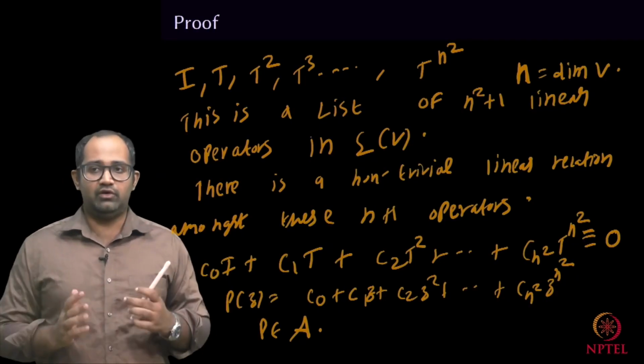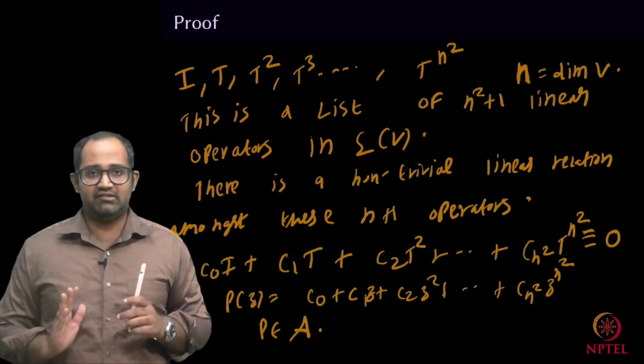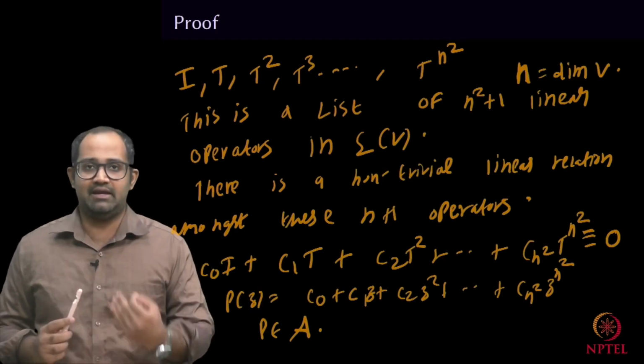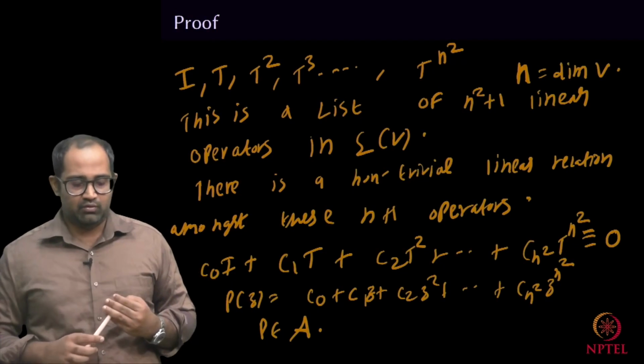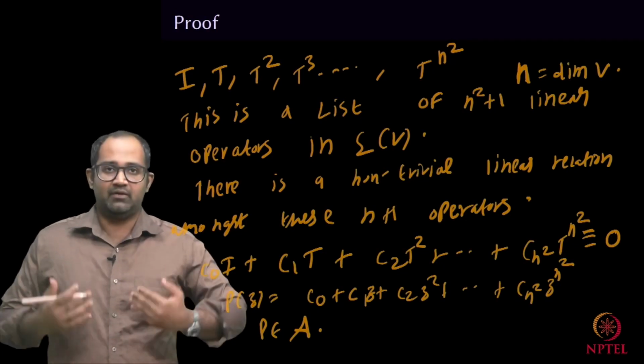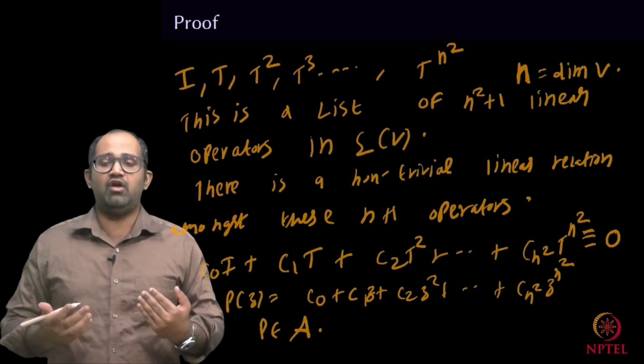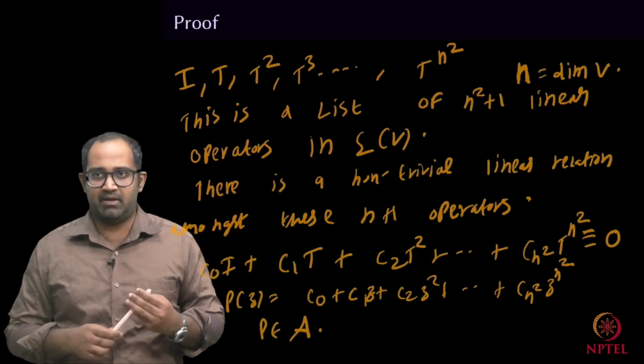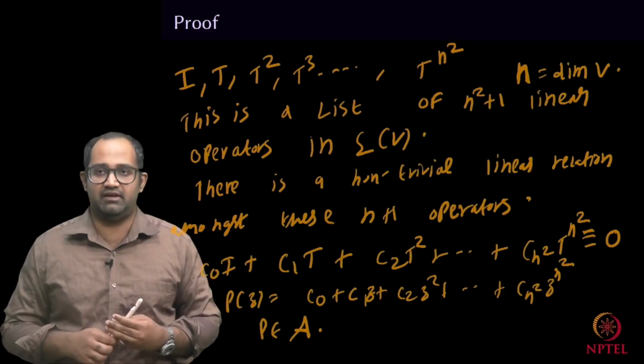Now I'm going to erase this proof. This is just a quick proof. This idea keeps occurring again and again in linear algebra. Try to find some sort of polynomial. You take these operators, iterate them, and try to find a linear relation by considering sufficiently many iterations.